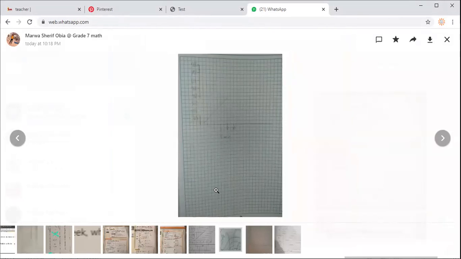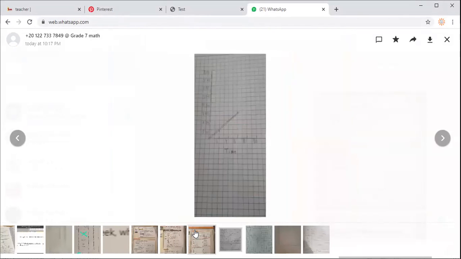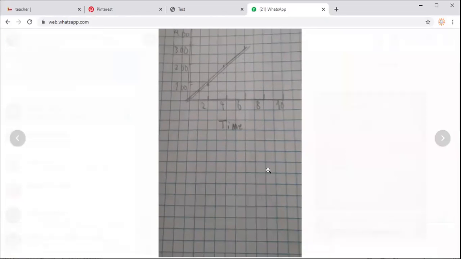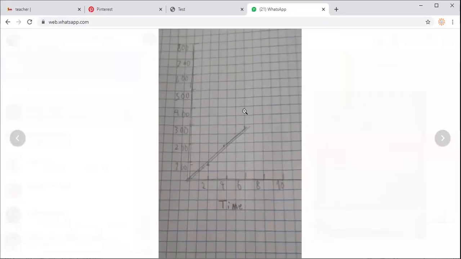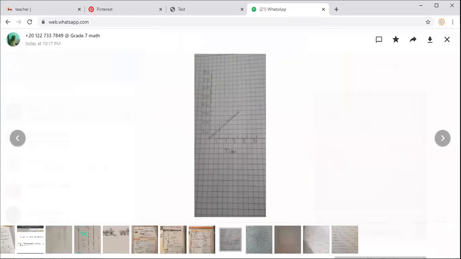This is Marwa. Okay, and Marwa, you have to extend the line to pass row 0, please. Okay, thank you. Who else? Who is this one? Miss, I still didn't finish. But who is this one? Miss, I sent it. Okay, this one is related to who? Whose graph is this? Ahmed. Ahmed Saber? Yes. Okay, thank you, Ahmed. Very good, grade 7.